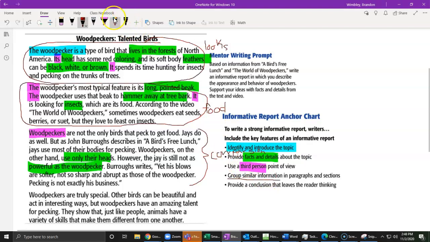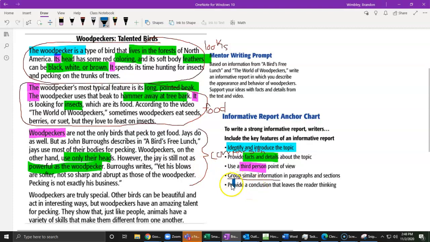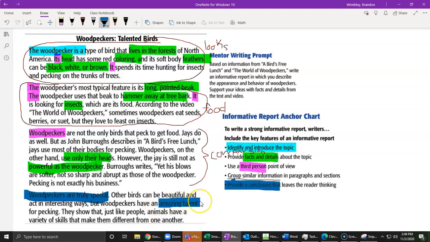Now the last feature that you'll notice is one that I think you guys are going to do pretty well on. It's our conclusion. So it's reminding the reader about what they just read. It's leaving the reader thinking. So it's reminding the reader that woodpeckers are special and that even though they're different from other animals, they're still unique, that they have these amazing talents. So my conclusion is reminding the reader of, hey, you just got all these facts, and I want you to remember that this woodpecker is special. It's unique. It's one of a kind. It's interesting. So that's the purpose of a conclusion for an informative essay or informative writing, is to leave the reader thinking about what you just shared with them.